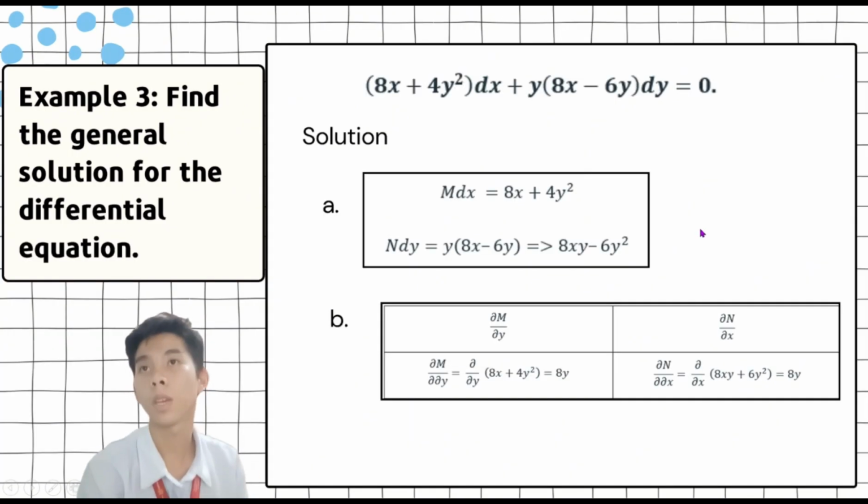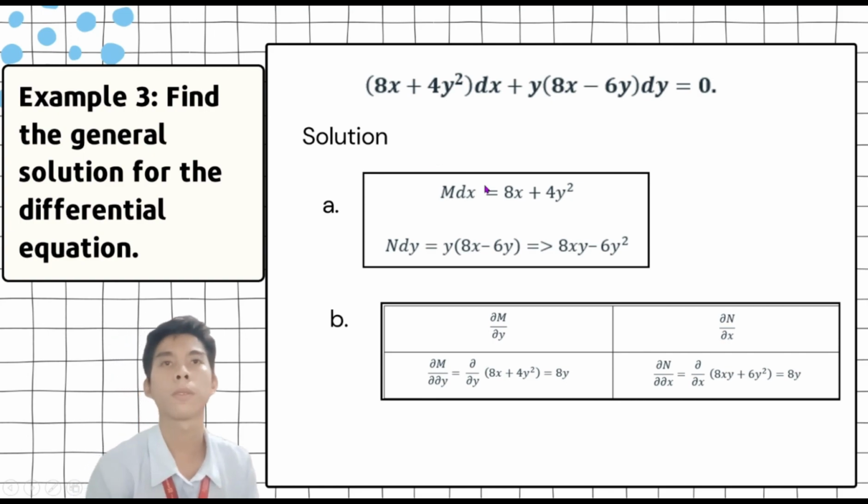So for continuation, we have here example number 3. Find the general solution for the differential equation. We have here a given differential equation: the quantity 8x plus 4y squared dx plus y times the quantity 8x minus 6y dy is equal to 0. Based on the given differential equation, we can use exact equations by determining if the partial derivative of each term with respect to its opposite variable has the same value.